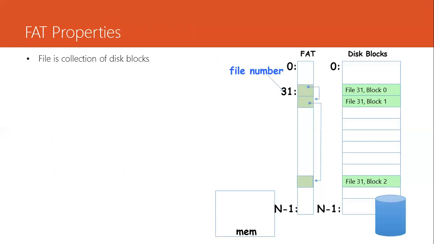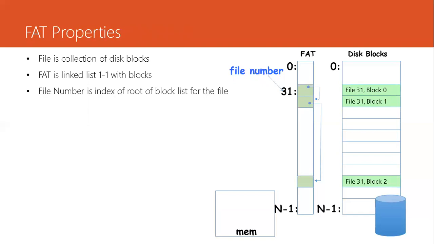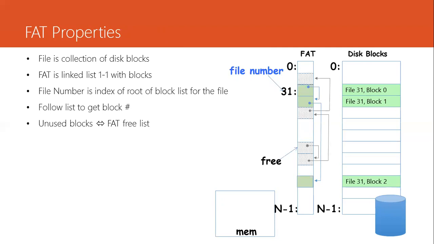Now let's look at some properties of the FAT file system. Files are a collection of disk blocks. The FAT file system links these blocks in a single linked list, right? The file number is the index of just the root of each file. We follow the linked list to get the block we want. The unused blocks are in a free list. So for instance, we have a free pointer that basically links all the free blocks or free spaces. Okay.